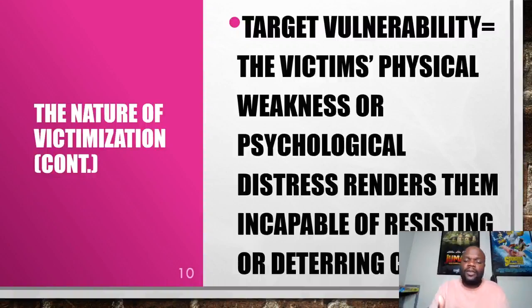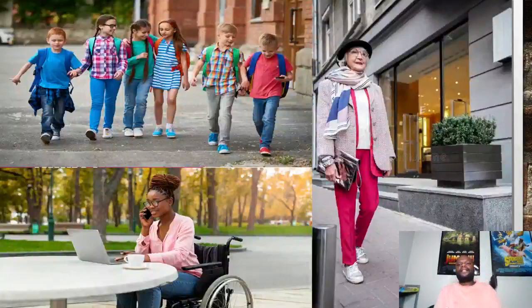So when we look at target vulnerability, here's what comes to mind. Think about a senior citizen, someone who is in their 70s, 80s, whatever. A person who's a senior citizen doesn't have the ability to defend themselves. Not saying that they can't, but they don't have the ability to defend themselves as if they were in their 20s, 30s, 40s, even 50s, right?